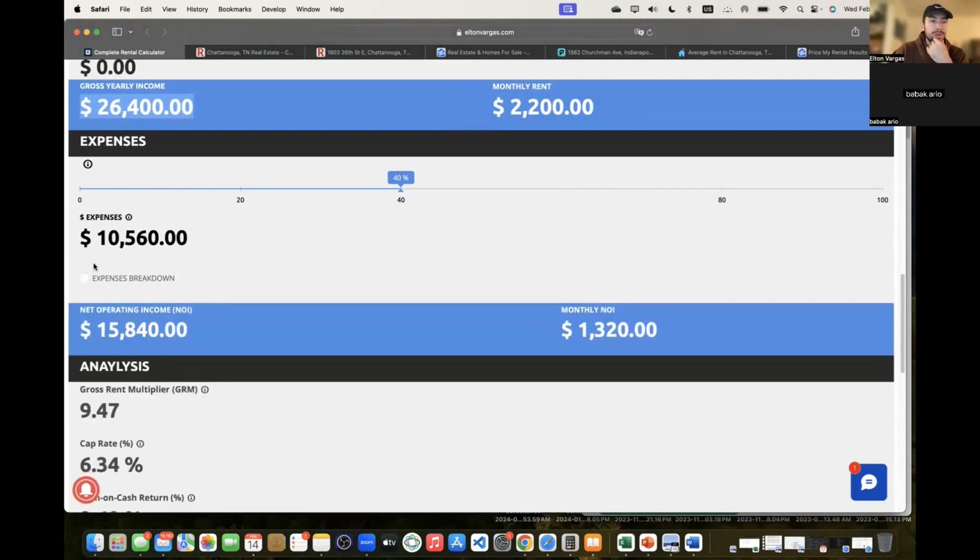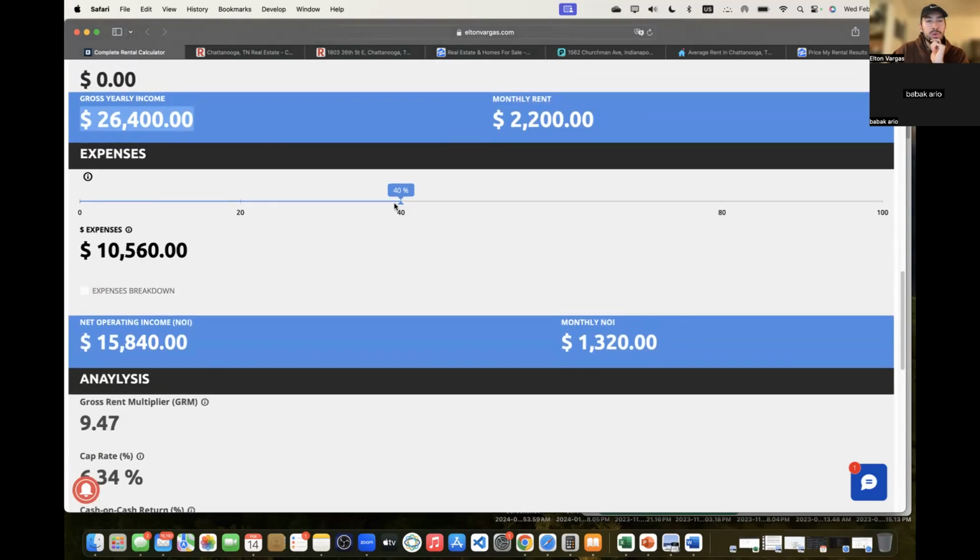I can break it down, but I'm gonna play with my 40% rule. 40% rule is the standard rule of expenses if you're having a property manager for you. If you're managing the property yourself, you can bring it down to like 30%. So it really depends on where your investment is. But again, I'm gonna stick to my standard 40% rule on this, where my expenses are gonna be $10,500 for the entire year.